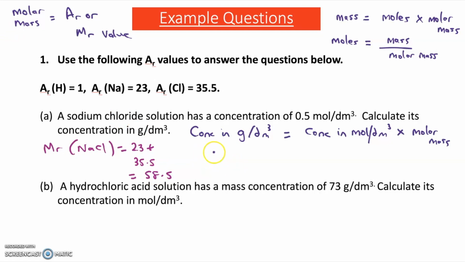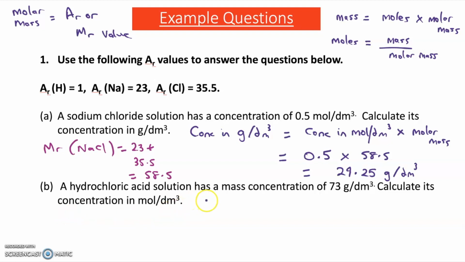Now, the concentration in grams per decimeter cubed is equal to the concentration in moles per decimeter cubed, the moles, which is 0.5, times the molar mass, which is the MR value of 58.5. And if we put this into the calculator, we will get a value equal to 29.25, and therefore the concentration is 29.25 grams per dm cubed.